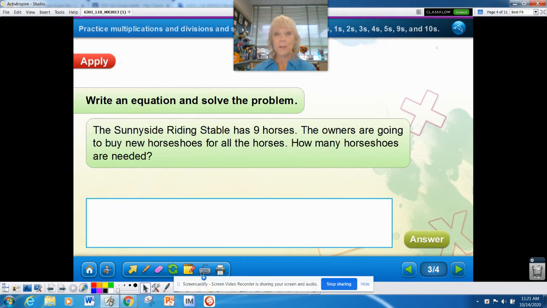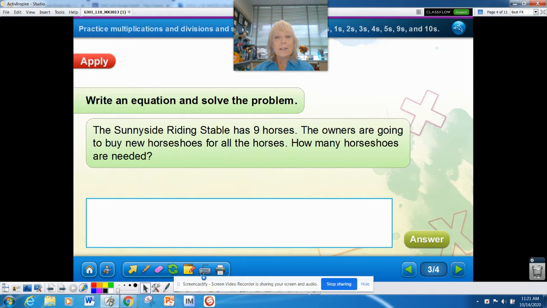The 0 property: anything multiplied or divided by 0 is 0. Okay, or multiplied by 0 is 0. Anything multiplied or divided by 1 is going to be the original number. So 5 times 1 is 5, and 5 divided by 1 is 5.